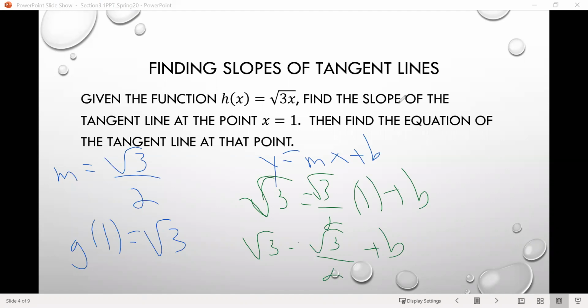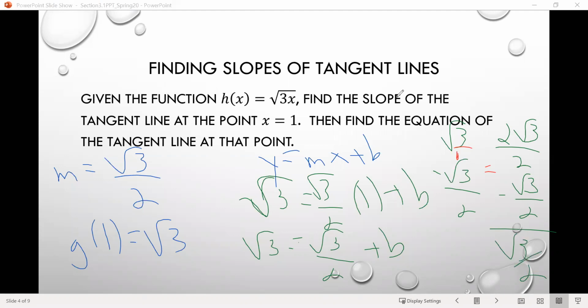We can subtract root 3 over 2 from both sides, which if we do that, we'll have root 3 minus root 3 over 2, which we can make the root 3 a root 3 over 1, get a common denominator here, which would be 2. So if we do that, we'll end up with 2 root 3 over 2 minus root 3 over 2. So we have a common denominator. We can subtract the numerators. So 2 root 3 minus root 3 would just give us root 3 over 2 would be the value for b.